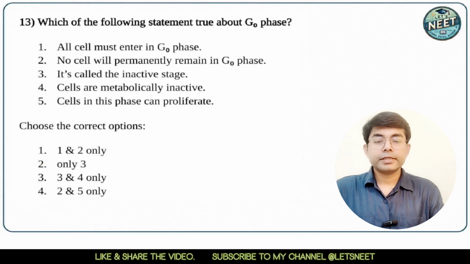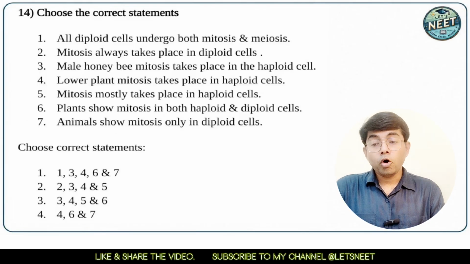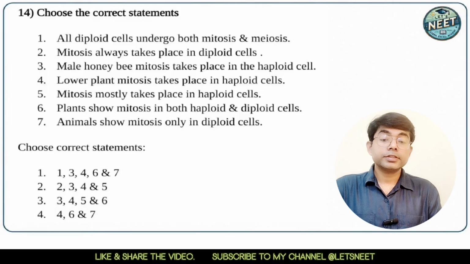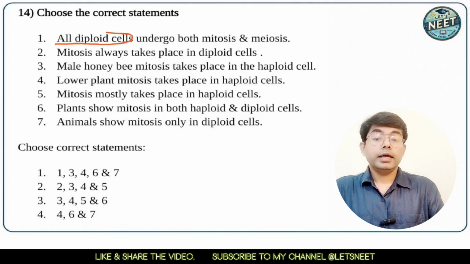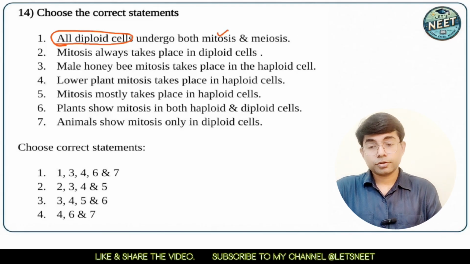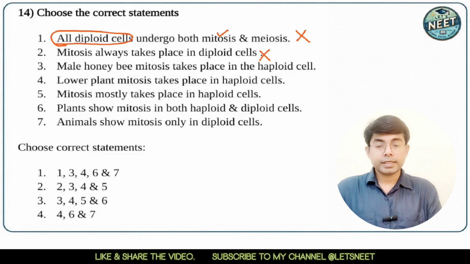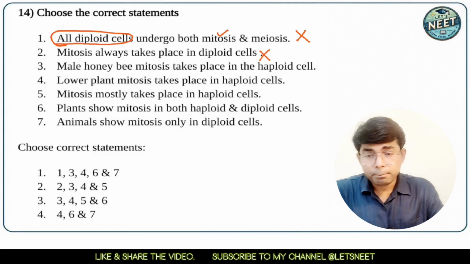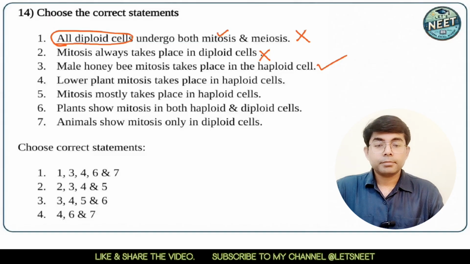Next one. Which of the following statement is true about G0 phase? Okay, this is a repetition. Fine. Next one. Choose the correct statement. All diploid cell undergo both mitosis and meiosis. See, when I say all diploid cell, now, it is wrong. All diploid cell will not undergo both mitosis and meiosis. Wrong. Mitosis always take place in diploid cell. This is also wrong. Mitosis may take place in haploid cell. Then male honeybee, mitosis take place in haploid cell. This is correct. Lower plant, mitosis take place in haploid cell. This is also correct.